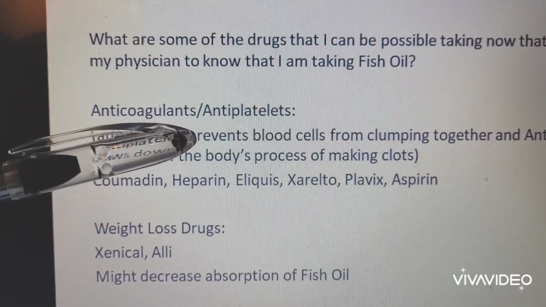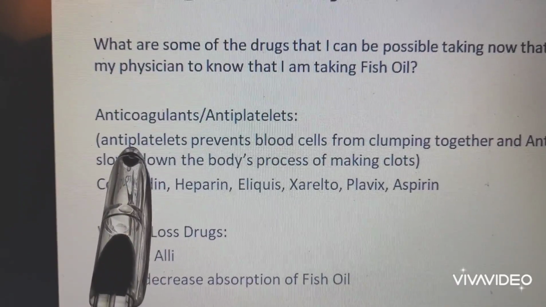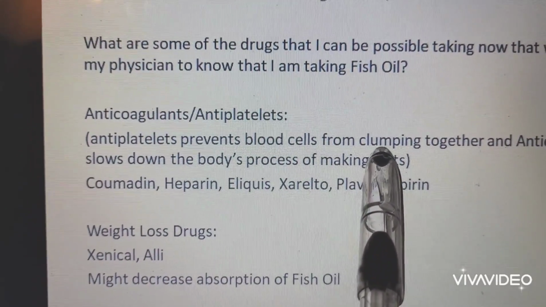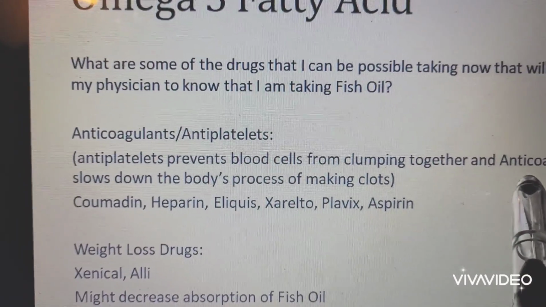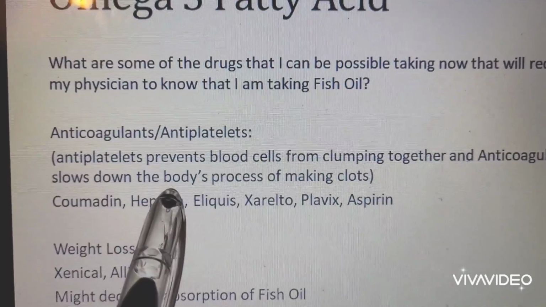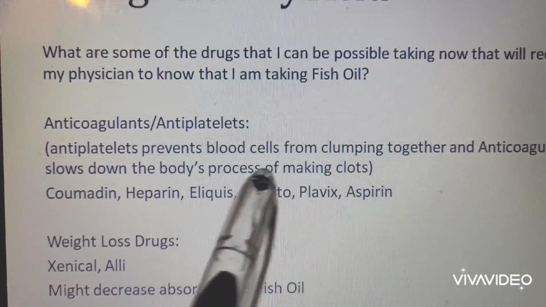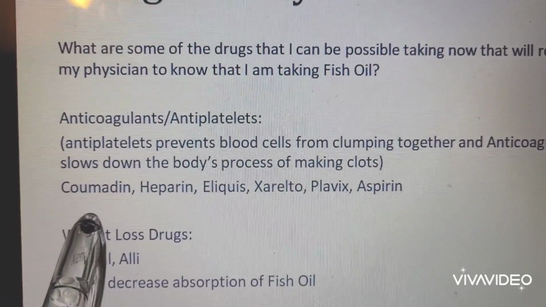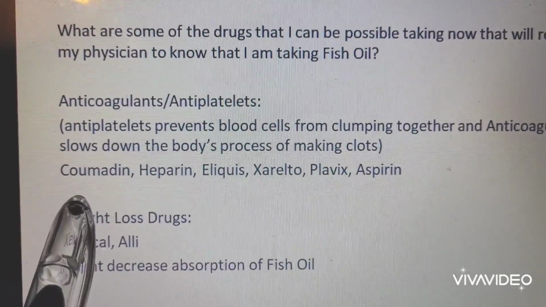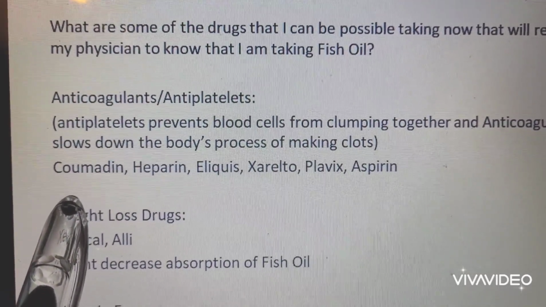anticoagulants, antiplatelets. Now let's go over what they do. Antiplatelets prevent blood cells from clumping together, and anticoagulants slow down the body's process of making clots. These are some names. If they sound familiar and you are taking fish oil over the counter, you need to be making an appointment, okay?